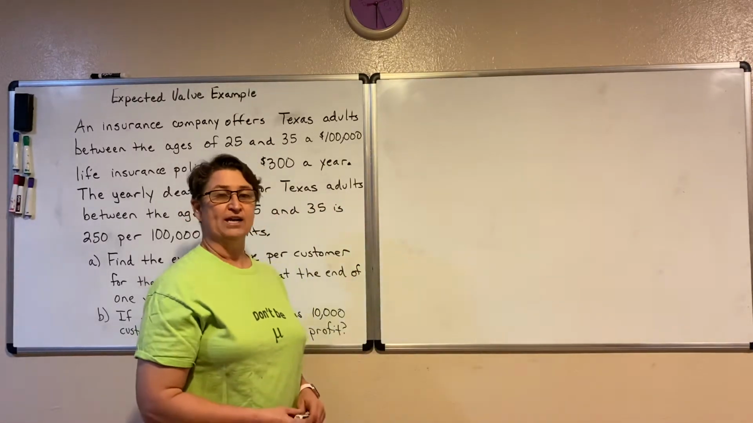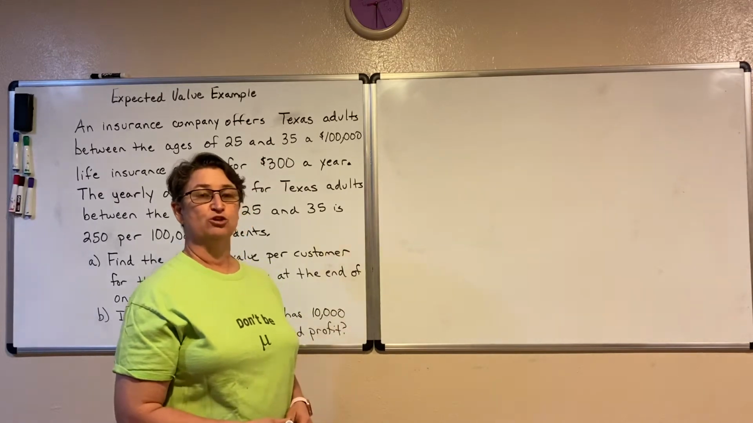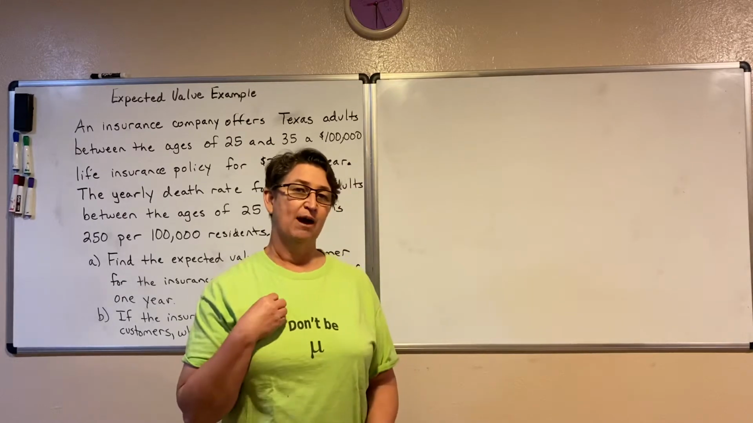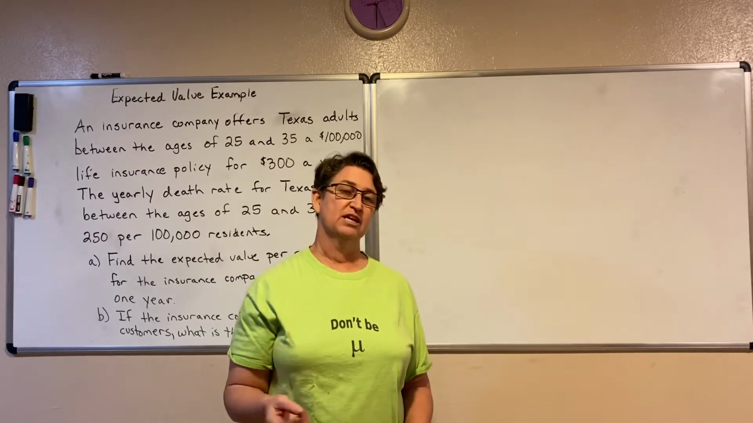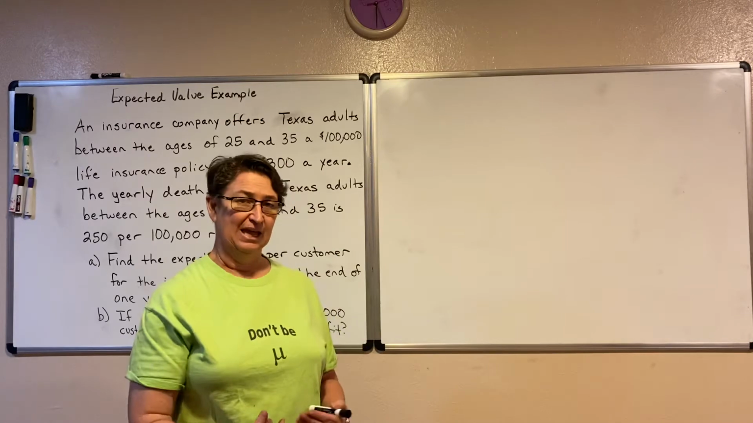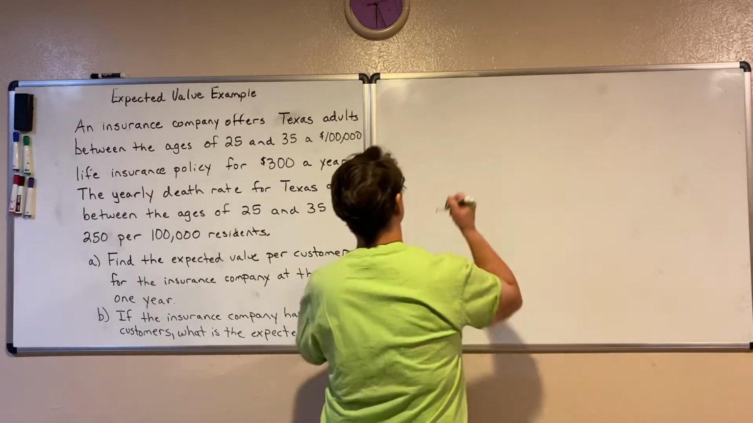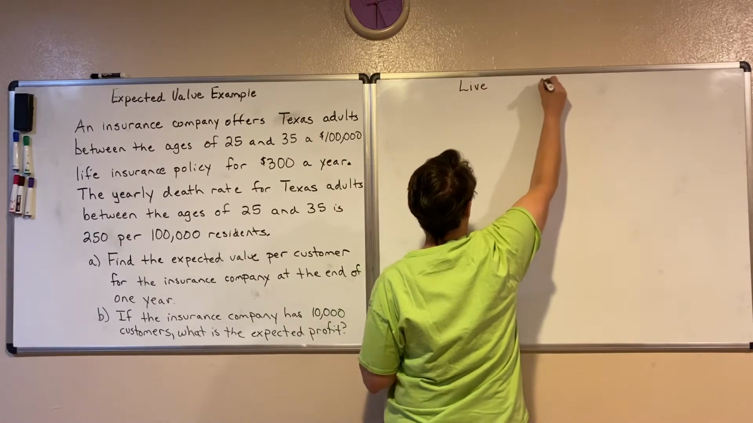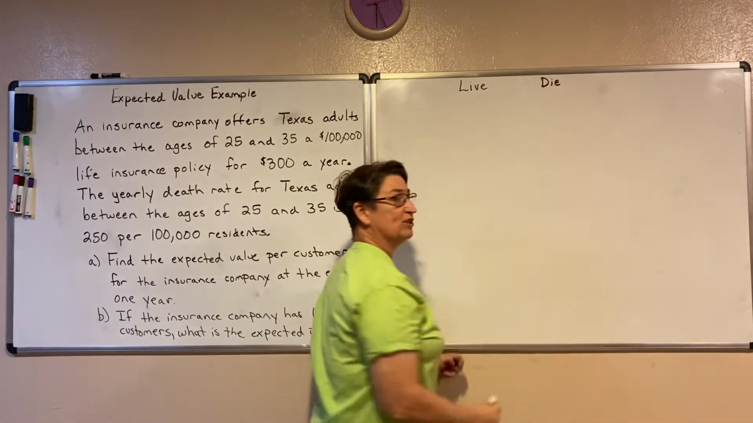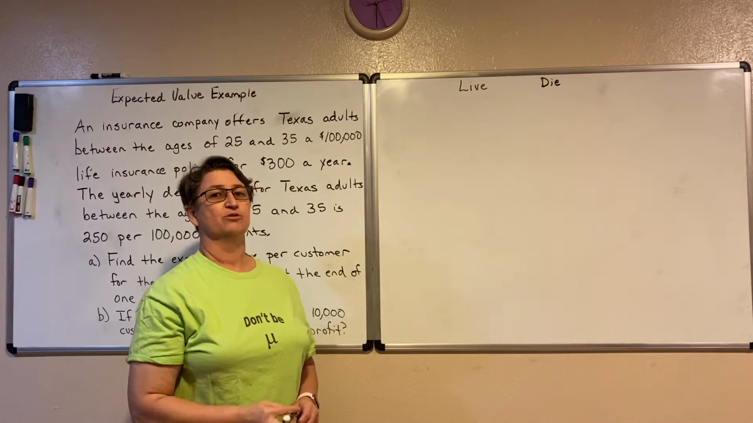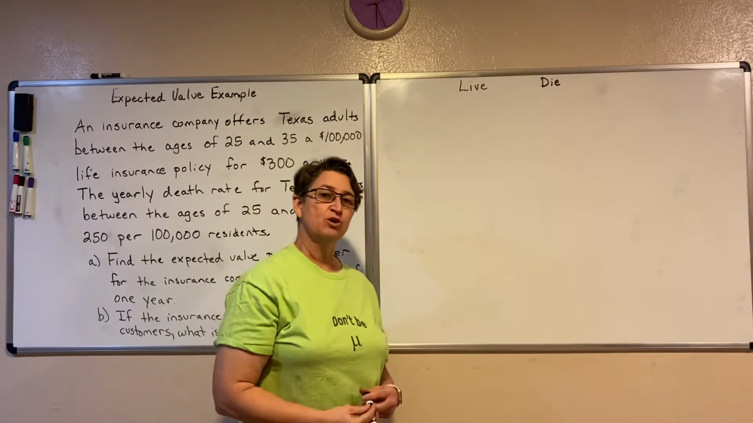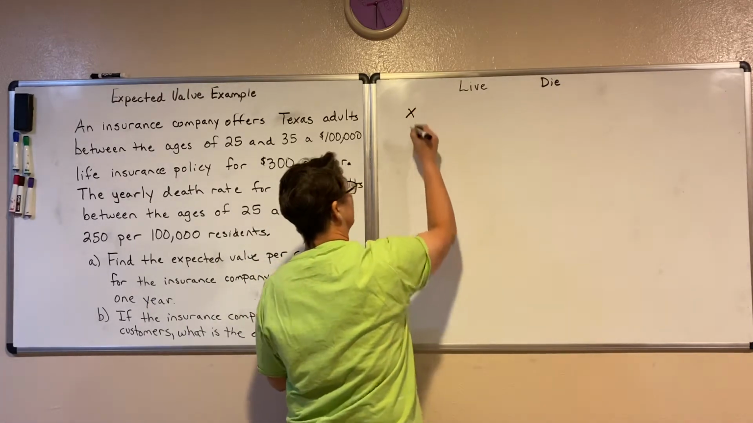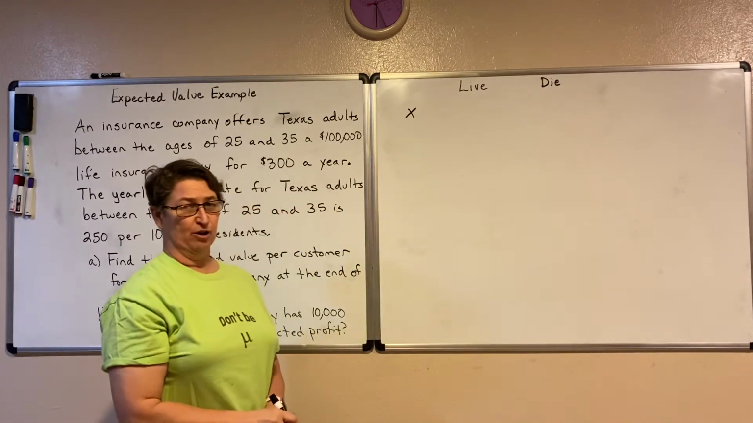So when we're finding expected value, the first thing we want to do is look for the possible outcomes. In this case, if I buy a policy, the two things that can happen are I can live or I can die. So those are the outcomes there. Now we want to quantify those outcomes. In other words, what quantity is associated with living? And that quantity is going to be my random variable.